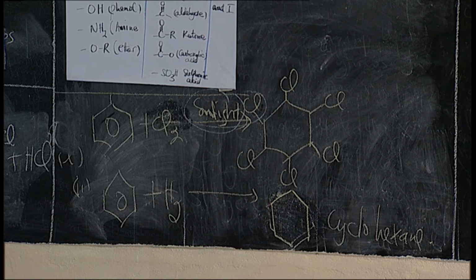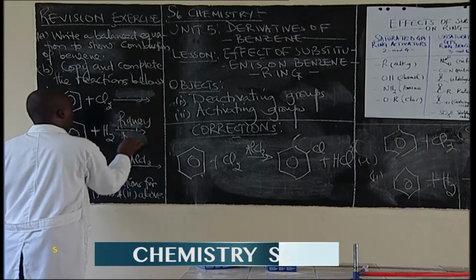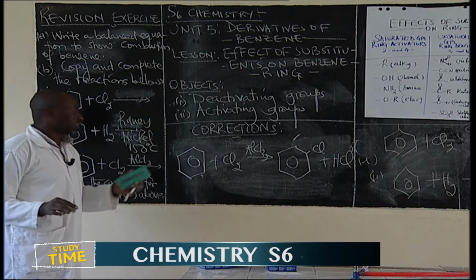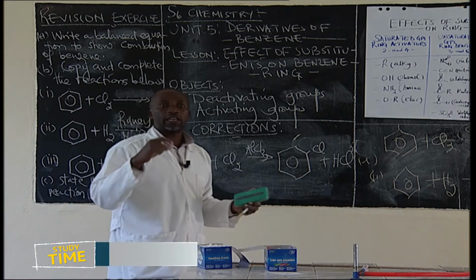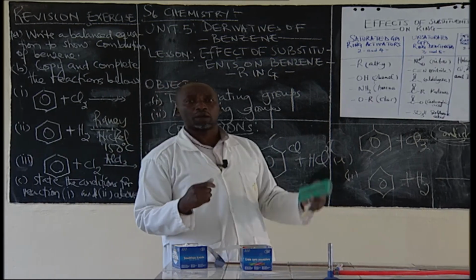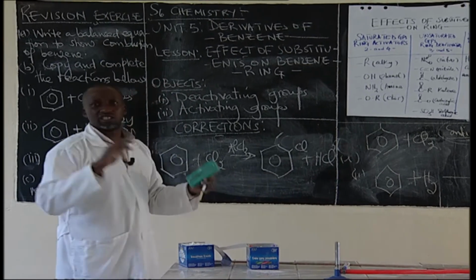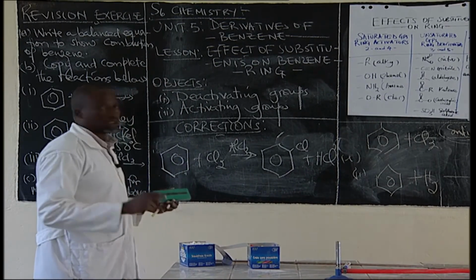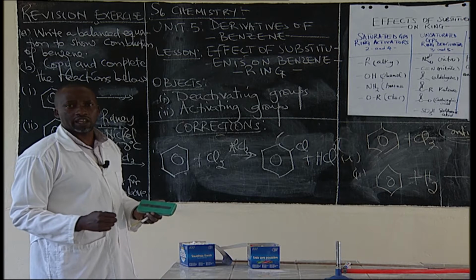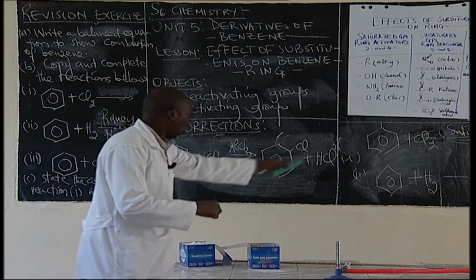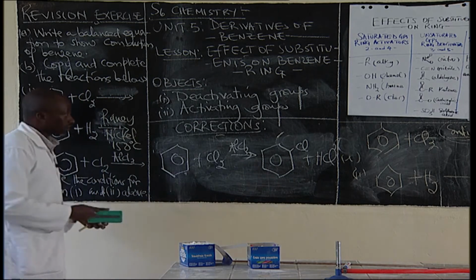hydrogenation, the conditions are here. In the conditions you have what we call Raney nickel at 150 degrees Celsius. This Raney nickel is fine grains of nickel aluminum alloy, so it is very fine, increasing the surface area on which the reaction takes place. So right away, I hope you have taken down some of these reactions below.